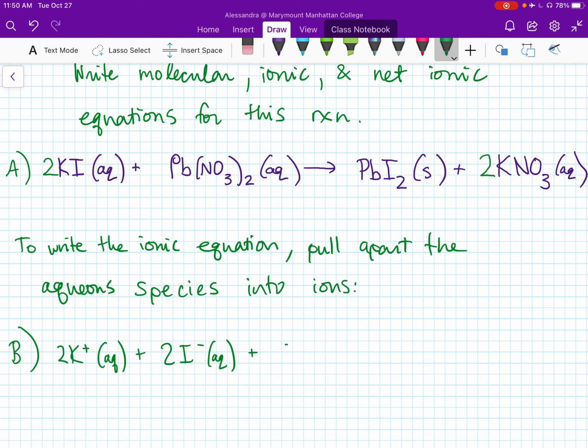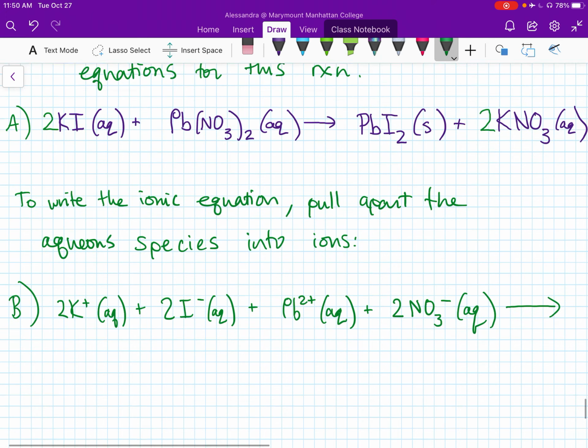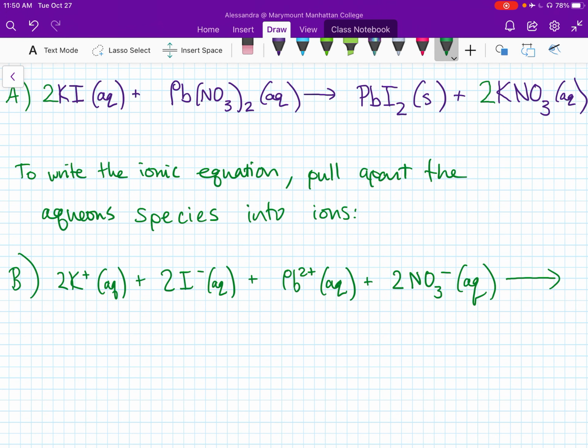I also am going to have a lead 2 plus ion. All of these are aqueous species, and now 2 nitrate ions. So I'm keeping the balance of the reaction by keeping the number of ions consistent with what it was in the molecular equation. Ionic equations tend to be really long, so for the products, I'm going to go on to the second line. Now the solid stays intact. I don't pull the solid apart into ions because the solid is still a solid. It's not an aqueous species. So that's what's crashing out of the solution here.